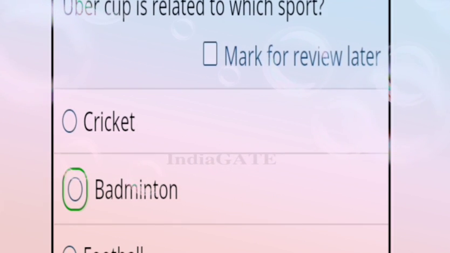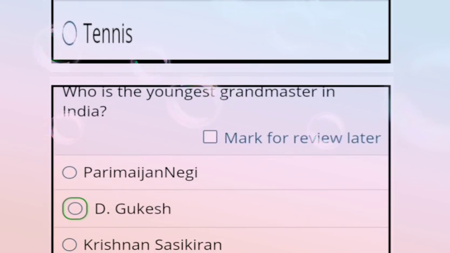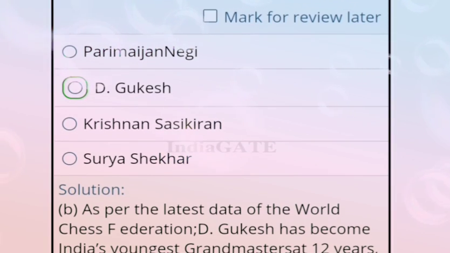Next question, Uber Cup is related to which sport? So the correct answer is option B, that is badminton. Next question, who is the youngest grandmaster in India? So the correct answer is option B, that is D. Gukesh.